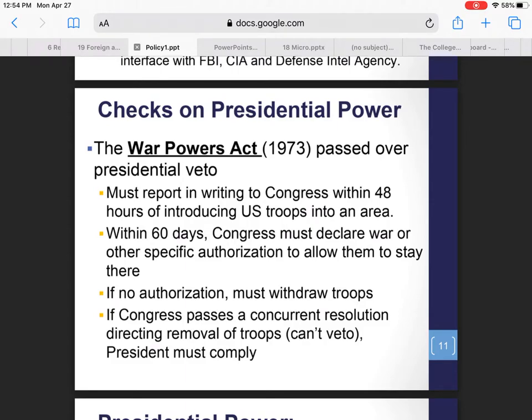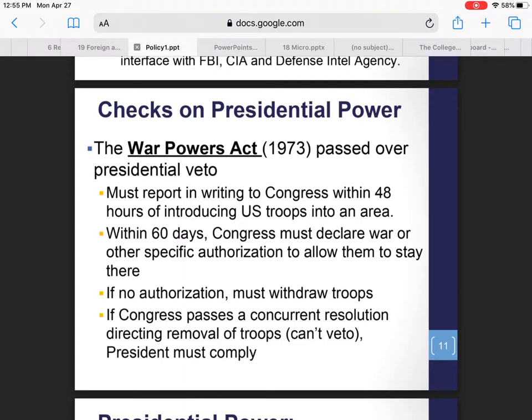The president can send troops overseas at any point that he chooses. So if President Trump today wanted to send troops anywhere in the world, he could do so. However, within 48 hours, he must introduce in writing to Congress where he sent them and why he sent them there. Now, Congress cannot immediately order them back if they don't like it. The president basically is going to have a 2-month window in which he can carry out kind of whatever he wants. Within 60 days, Congress has to do one of two things.